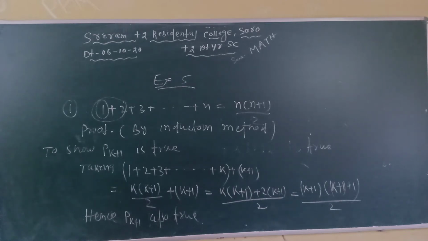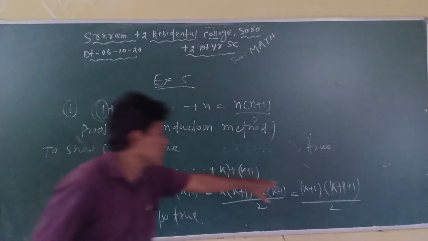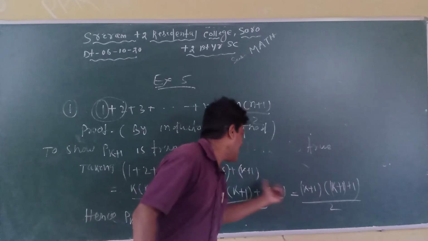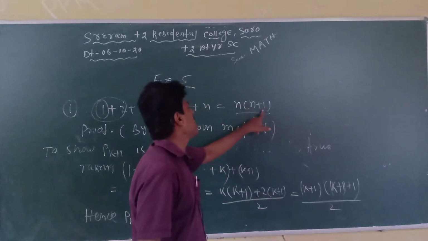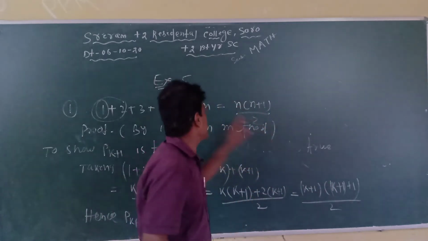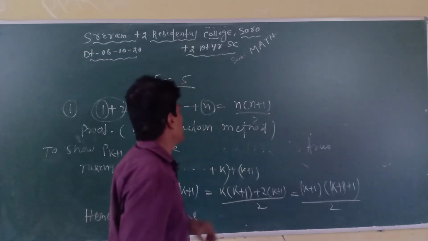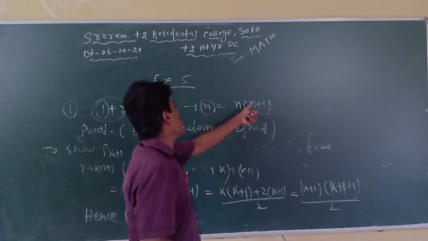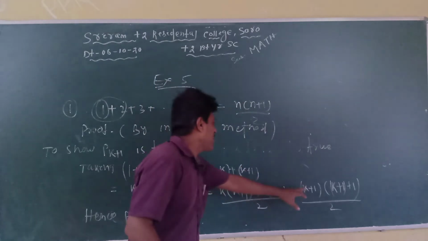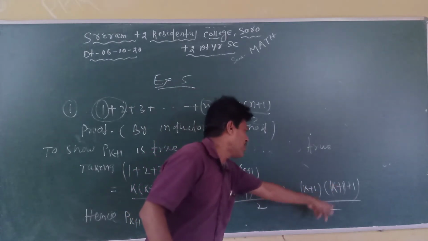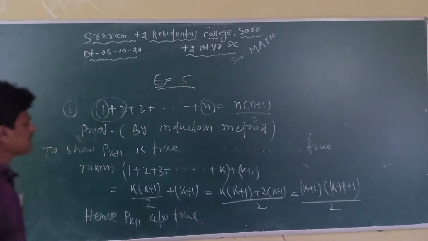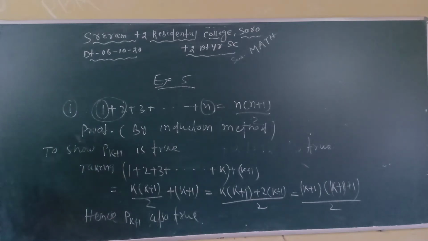Continue in this way. Step 3, assume Pk is true: 1 plus 2 plus up to k is equal to k into (k plus 1) by 2. Then we have to prove that P(k plus 1) is also true. Because when we put k plus 1, that is k plus 1 plus 1, the formula n into (n plus 1) by 2, because n is the last number, n into (n plus 1), one more than n. Here k plus 1 plus 1 is equal to k plus 2, by 2. Hence it is proved. So P(k plus 1) is also true. That is the proof by induction method.